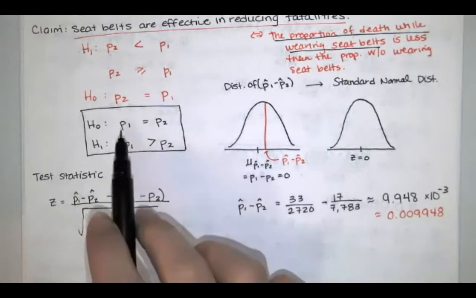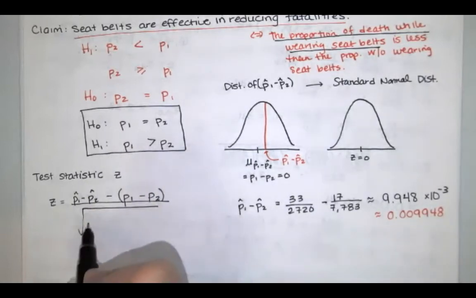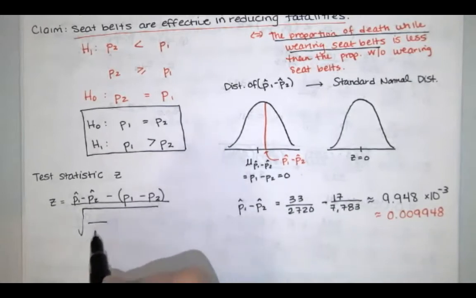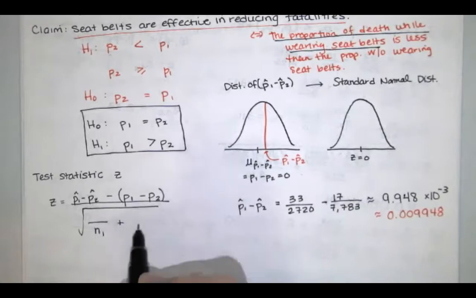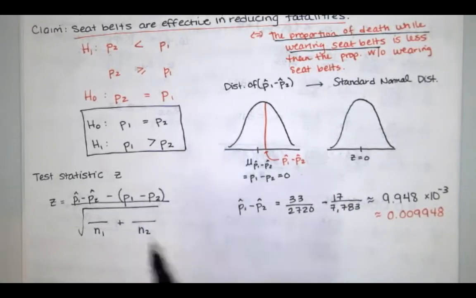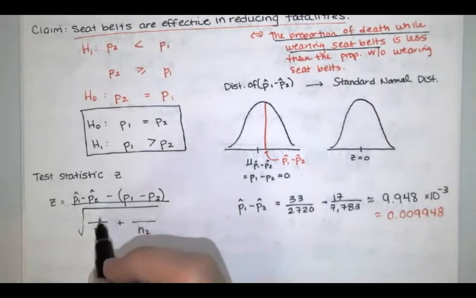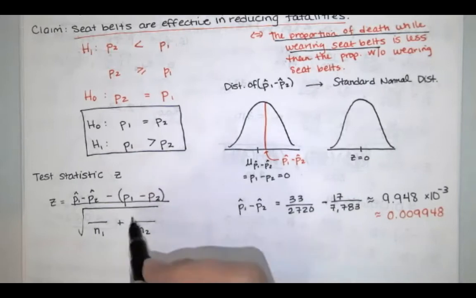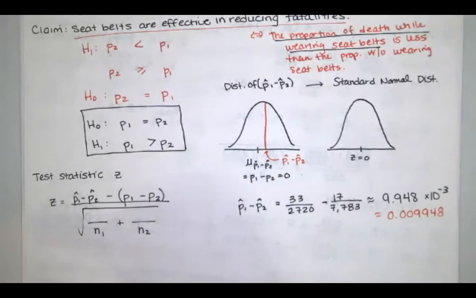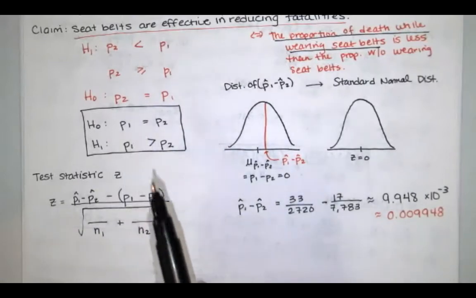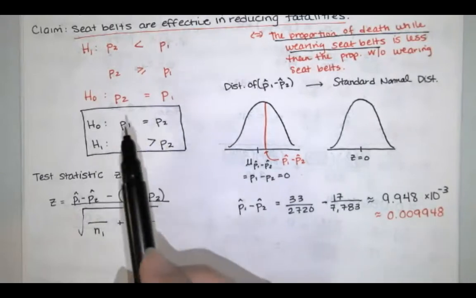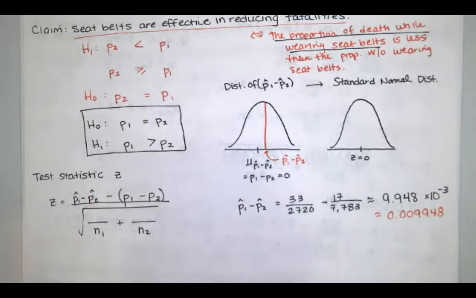The null hypothesis says that P1 and P2 are equal to each other. Normally the standard deviation would be this square root of P1 Q1 over N1 plus P2 Q2 over N2. But if P1 and P2 are the same value, well then I shouldn't have a P1 Q1 here and a P2 Q2 here. I should have whatever that common value is of P1 and P2. But we actually don't know the common value. The best guess, though, that we have for that common value is what's called the pooled sample proportion.